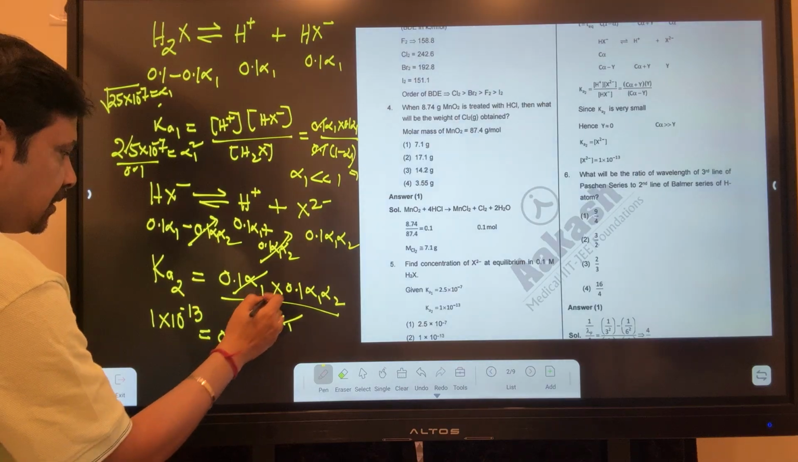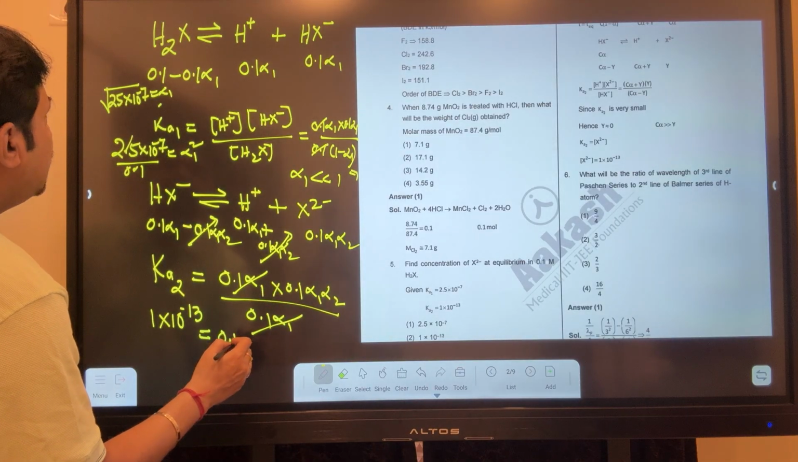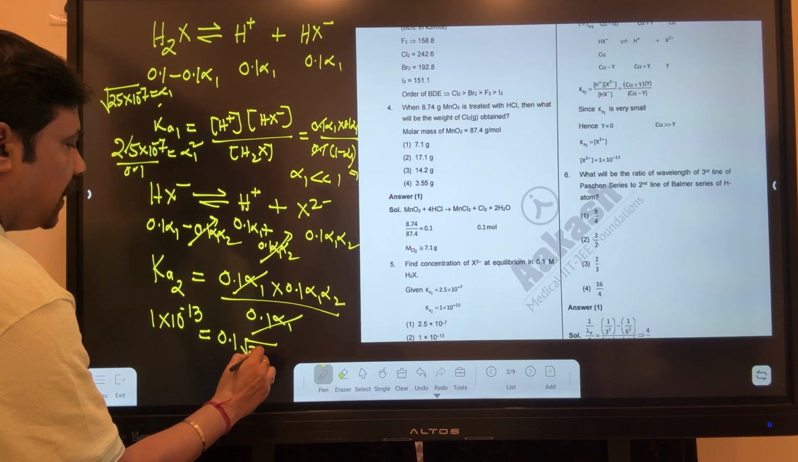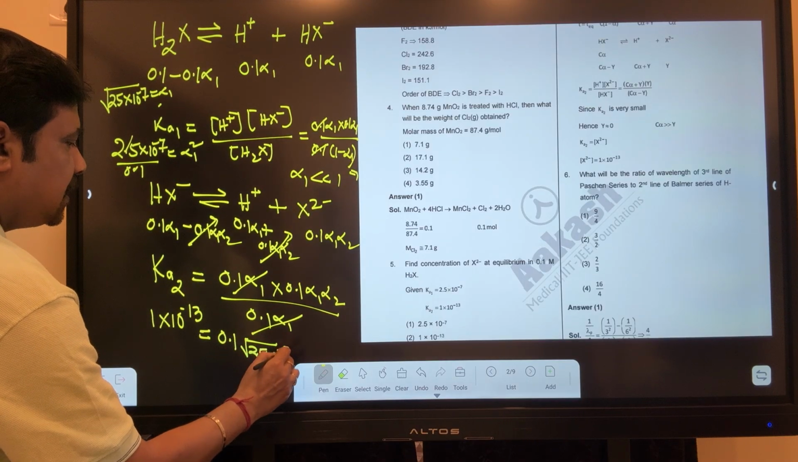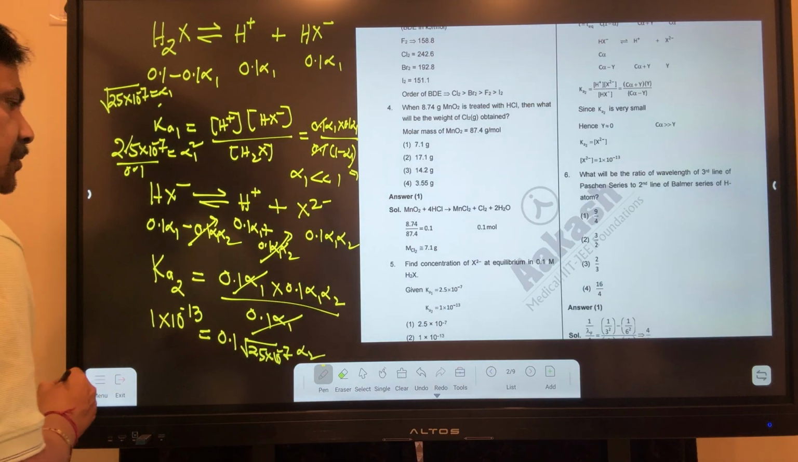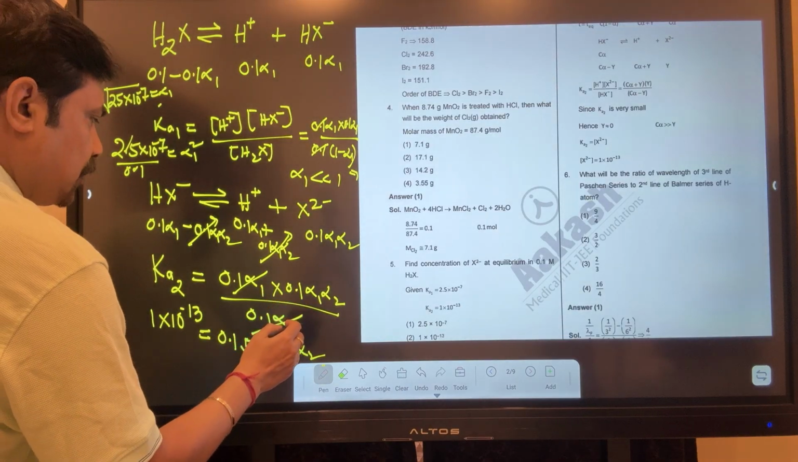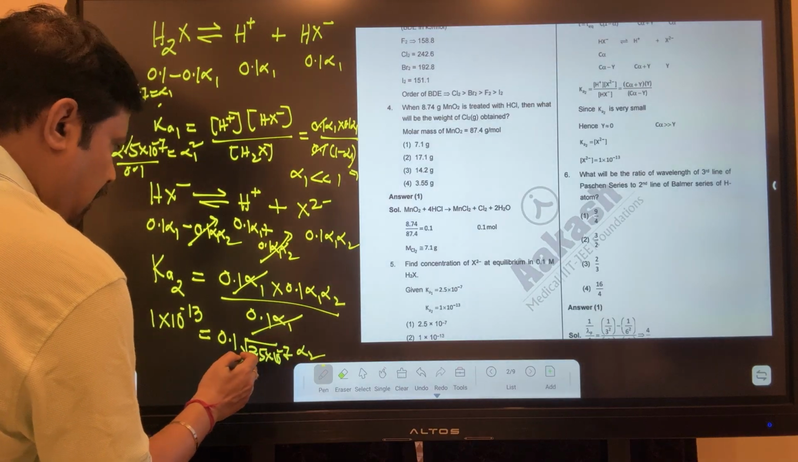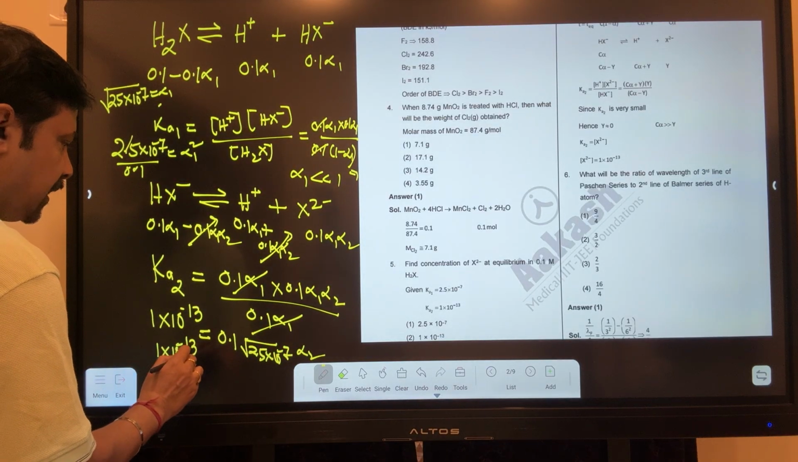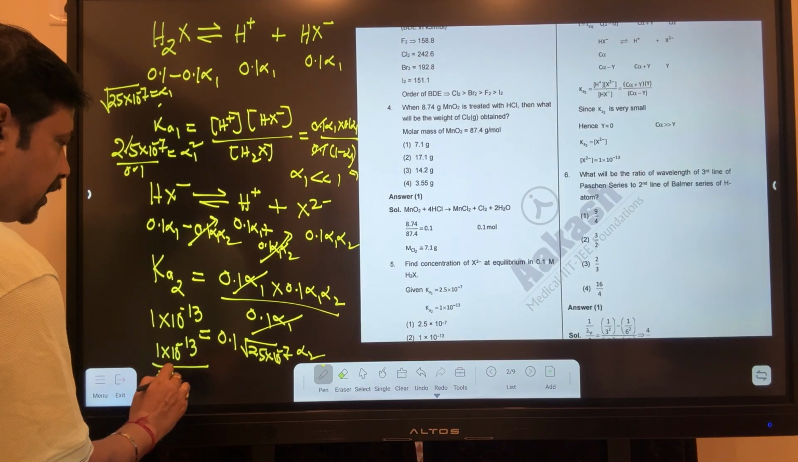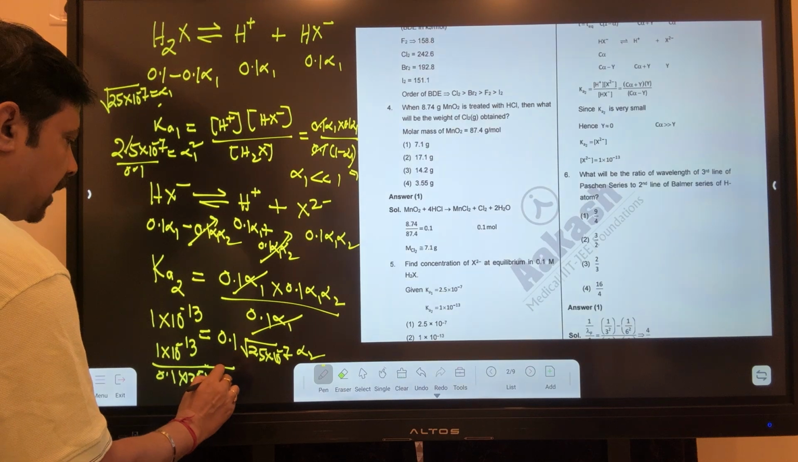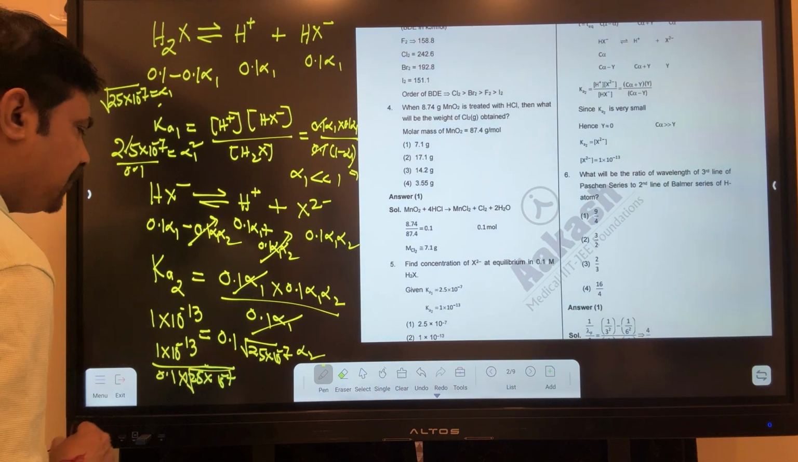Okay, fine. Then 0.1 alpha 1 value is under root of 25 into 10 to the power of minus 7 into alpha 2. Then alpha 2 will be equals to 1 into 10 to the power of minus 13 by 0.1 into 25 into 10 power of minus 7 under root. This is your alpha 2.